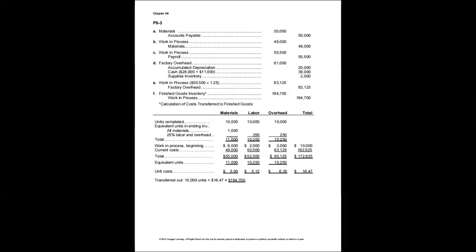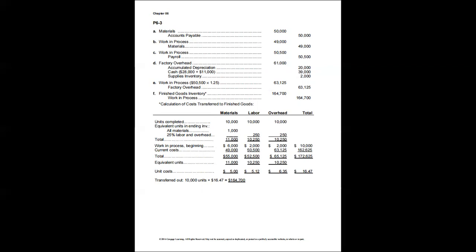Now for 6-3, we are asked to prepare the journal entries to record the above December transactions. On December 1, Carmel Valley Production Incorporated had a work in process inventory of 1,200 units that were complete as to materials and 50% as to labor and overhead.